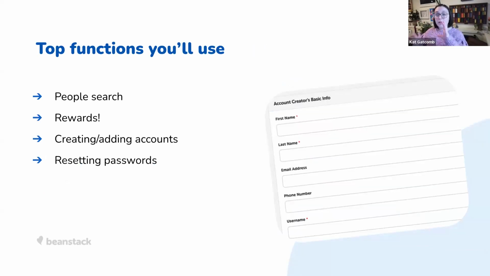So we're going to talk now mostly about staff actions, and then in our next section, we'll talk about some higher level admin actions like reports and drawings. So at the staff level, you are going to primarily be using the people search option, redeeming rewards, resetting passwords. As a former library worker, I know that feels like a big part sometimes of working the front desk, resetting passwords for people, and of course, creating or adding.